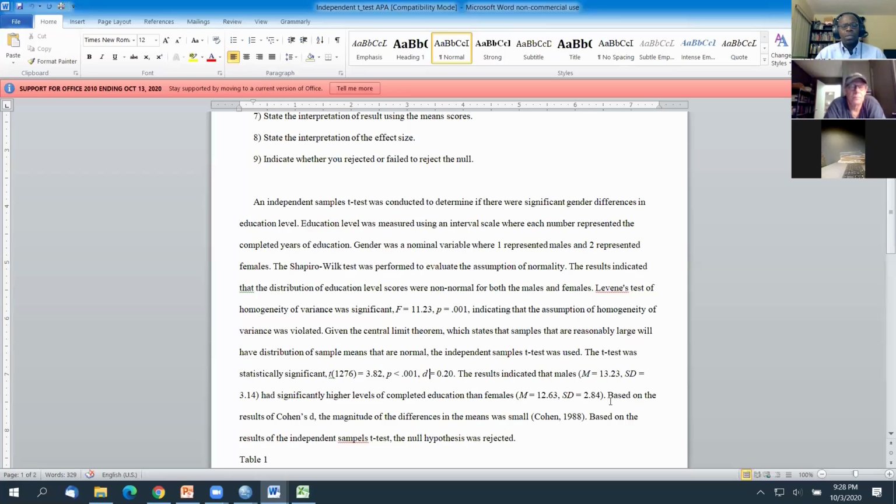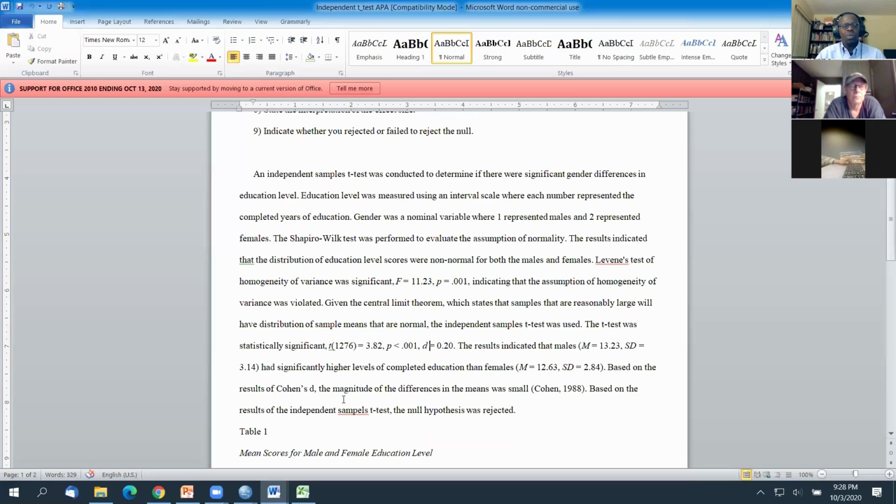All right. So based on the result of Cohen's d, the magnitude of the differences in the means was small. And then this is the reference that you would use, Cohen 1988. Based on the results of the independent samples t-test, the null hypothesis was rejected.